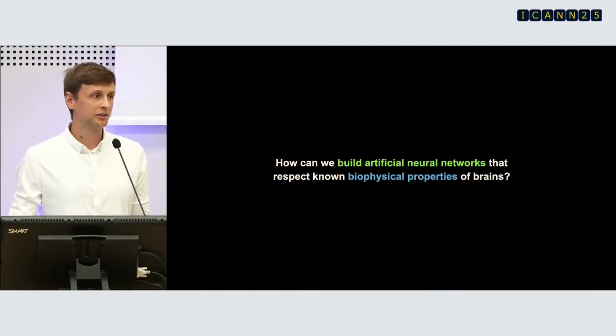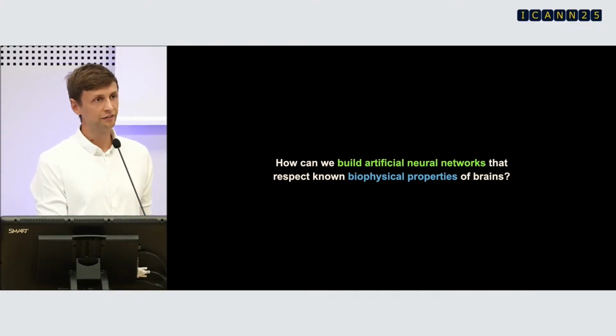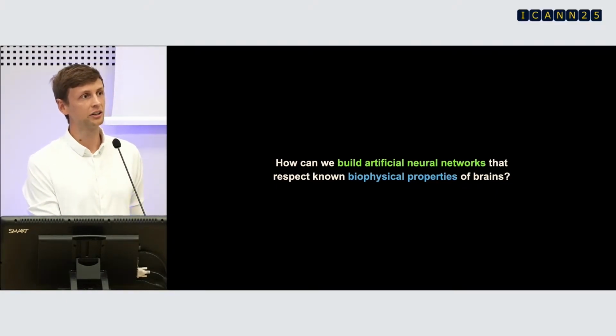Today, I'm going to talk about how we can use such measurements, such biophysical constraints, to build neural networks that are a little bit less artificial and that really respect the known empirical facts about what's actually going on in biological brains, for example, in the fruit fly, in larval zebrafish, or in mice.